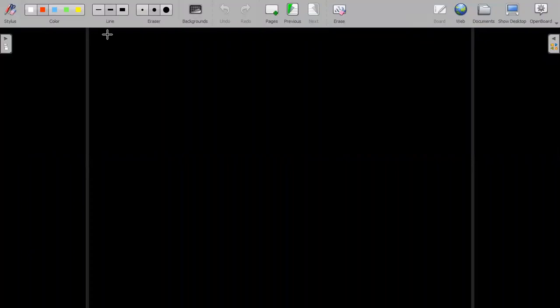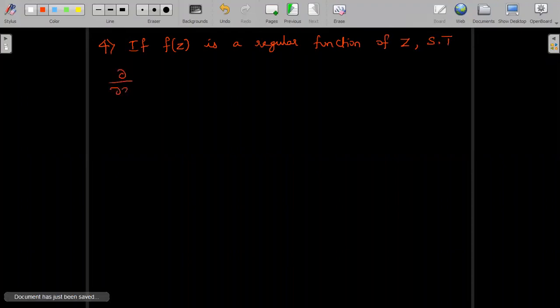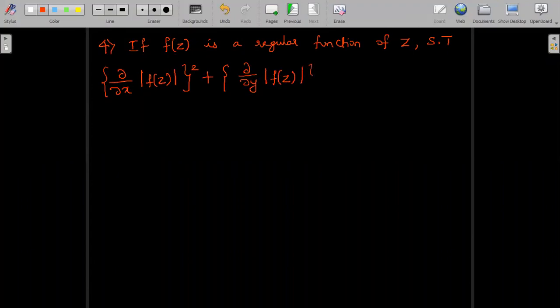Now we'll see the next problem, which is again another standard proof. If f of z is a regular function of z, show that dou by dou x of mod f of z the whole square plus dou by dou y of mod f of z the whole square is equal to mod f dash z the whole square.